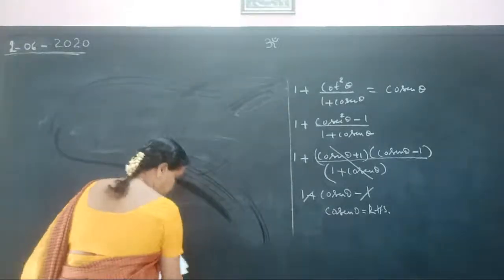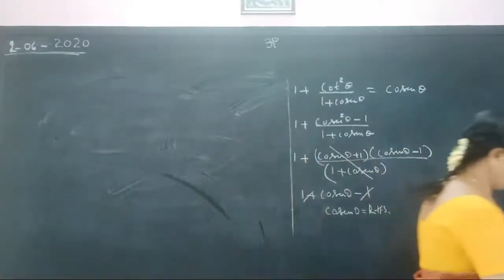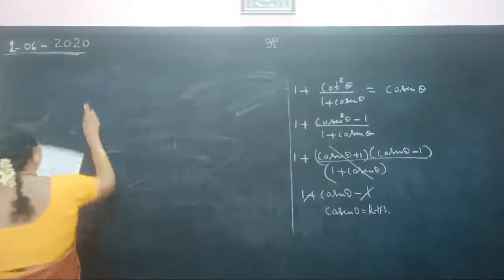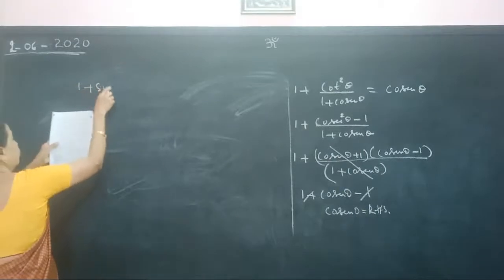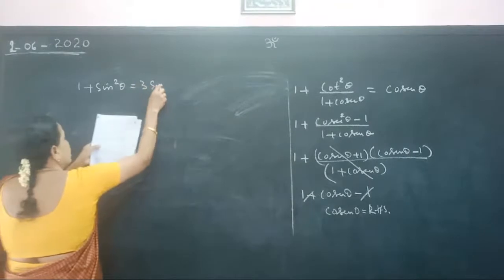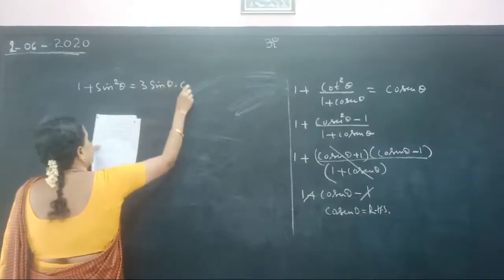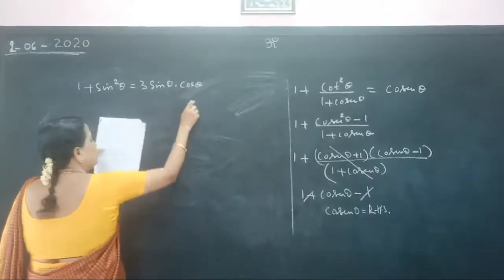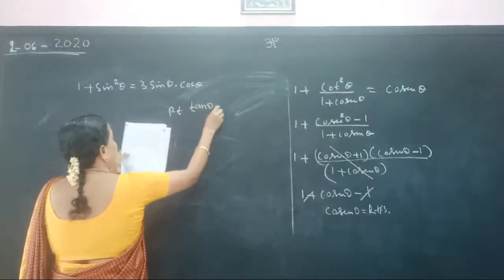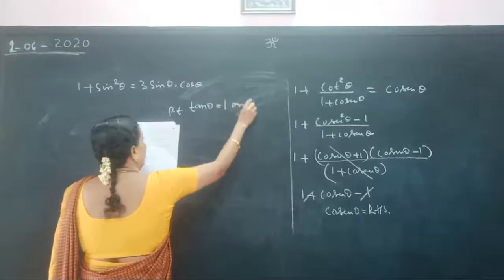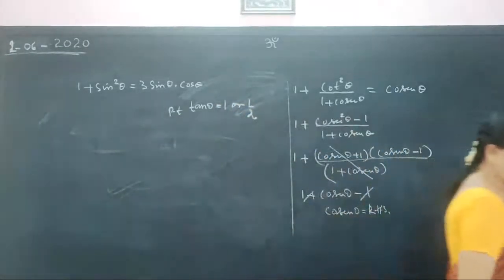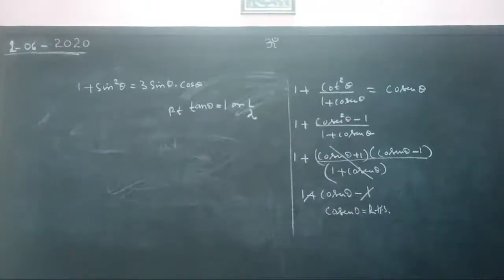It is 1 plus sin square theta equals 3 sin theta into cos theta. Prove that tan theta equals 1 or 1 by 2. This is a 3 marks question. Take the question in your notes.